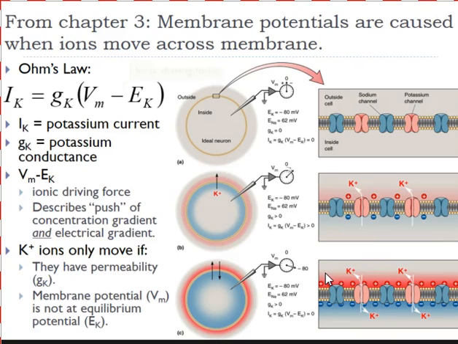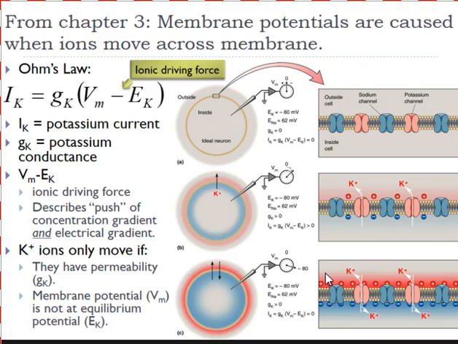So what all this means is that we will get a current of ions. Potassium ions will move if they have permeability, so they need to be able to get through the membrane, so there's got to be some channels for them. And there must be a difference between the current membrane potential and the equilibrium potential of potassium, because if our membrane potential is the same as the equilibrium potential of potassium, potassium doesn't move in a net direction across the membrane. The concentration gradient would be balanced by the electrical gradient. All that stuff we did last chapter.